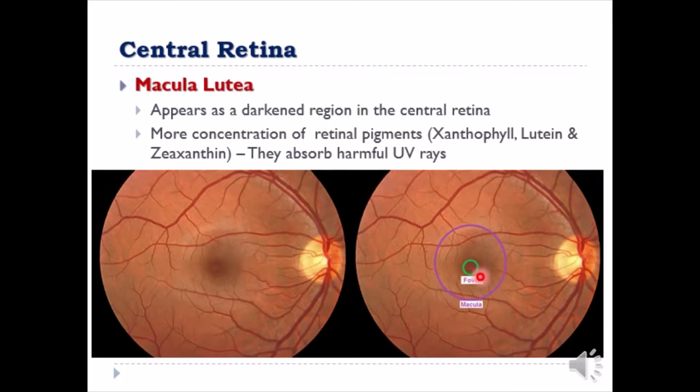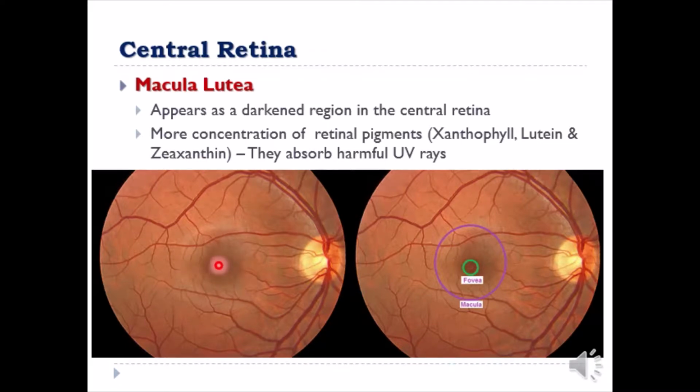So this area is the macula, or the other name of macula is macula lutea. Macula lutea or macula, both are the same. It appears as a darkened region, so it is easy to identify when you look at the retina. The area that is darker compared to the peripheral area is the macular region.